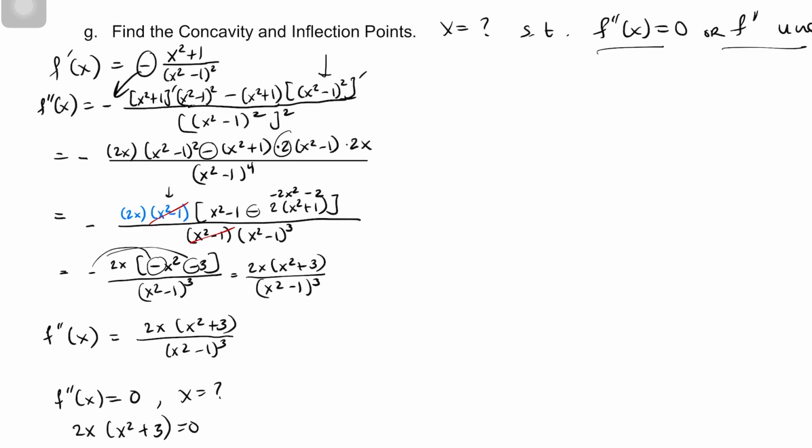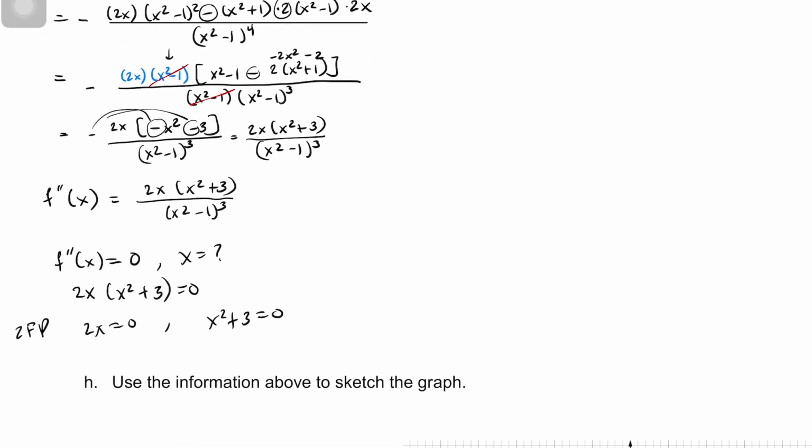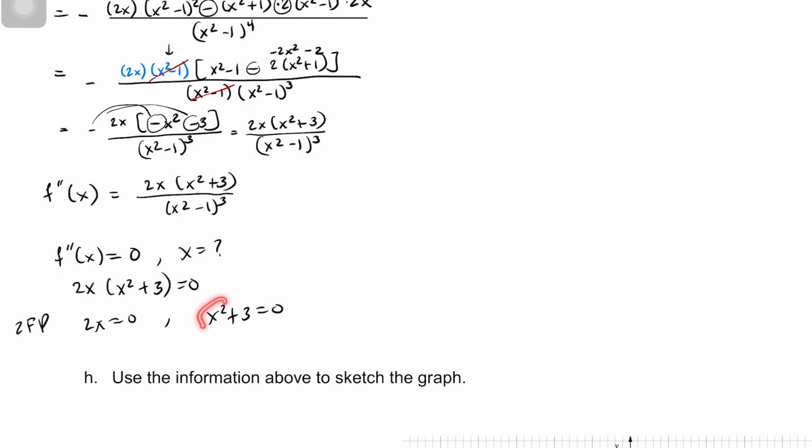we have 2x equals 0, comma, x squared plus 3 equals 0. Now we can argue here real quick that this cannot equal 0. Why? Because you have a positive number and then you're adding another positive number. This needed to be a negative 3 to be able to cancel with the 3 and give you a 0.